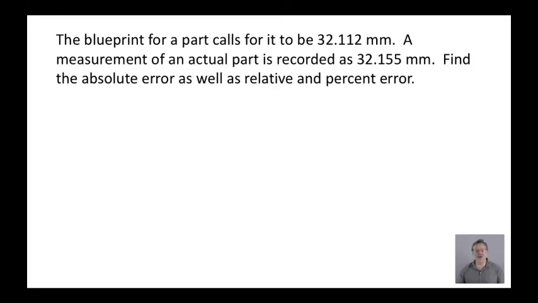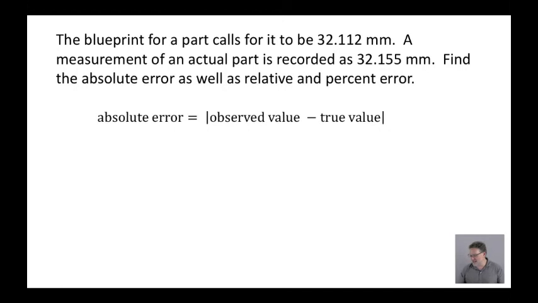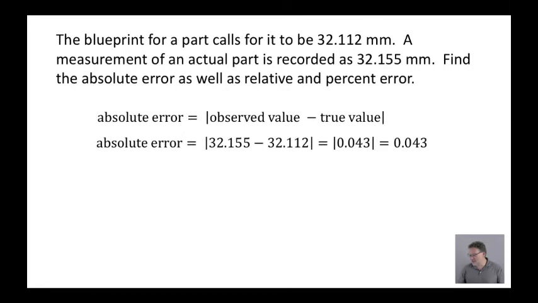So just how far off is it here? We take the observed value and we subtract off what it should be. So in this case, it's 32.155. That's slightly larger than the 32.112. We subtract that off to get 0.043. That's already positive, so the absolute value function doesn't do anything. And we have a final answer of 0.043 millimeters.